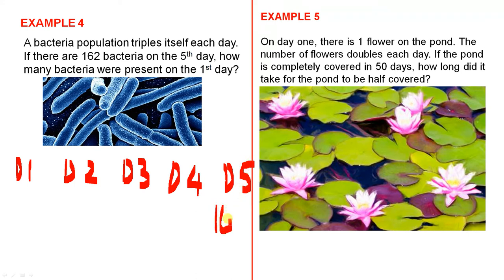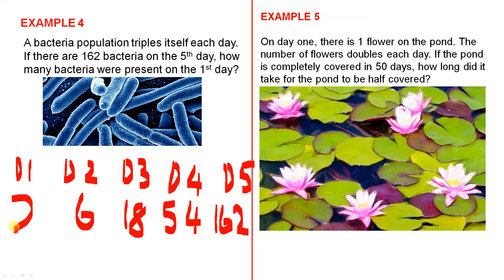Now, if we start at the back, so we'll go right to the end, and we have 162 here. Okay, now it says it triples, so from that day to that day it tripled. So if we divide 162 by 3, that gives us 54. You divide 54 by 3, that gives you 18. You divide 18 by 3 to give you 6, and you divide 6 by 3 to give you 2. So on the 1st day, there were 2 bacteria.